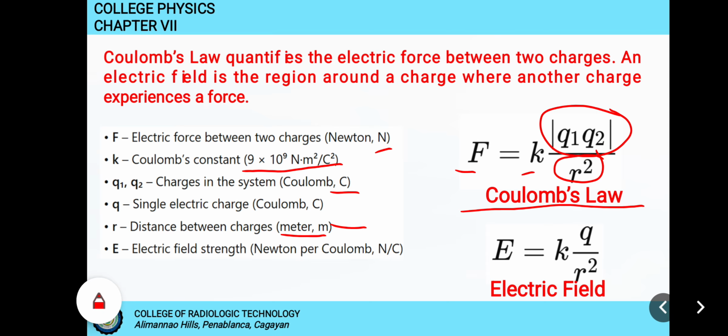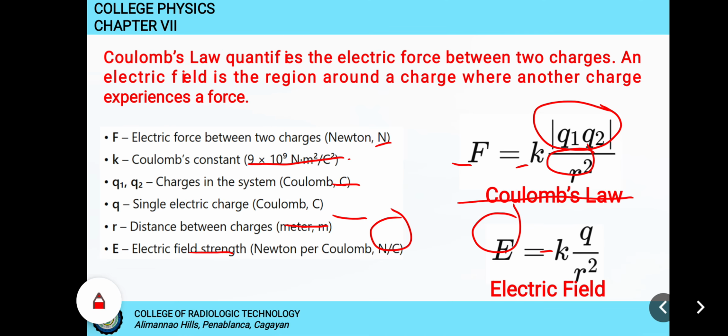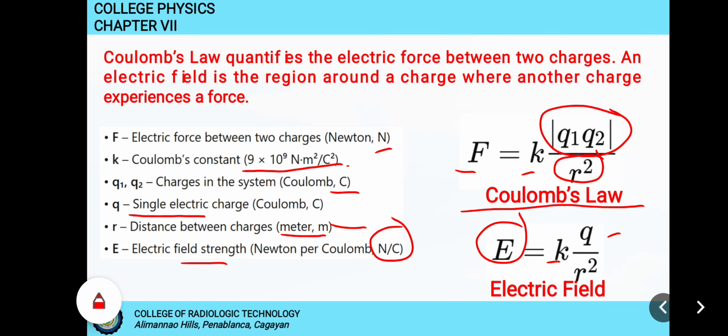For the electric field, class, we have here E as your electric field strength. It is in Newton per coulomb. Okay, the unit is Newton per coulomb. K again is Coulomb's constant. What about Q? It's a single electric charge in coulomb. Take note, Q sub 1 and Q sub 2 are different. When it is only Q, it's a single electric charge in coulomb. Again, this R squared here, class, is the distance between the charges in meter. Okay, so we're going to use all of these formulas later on in your succeeding topics or problems.